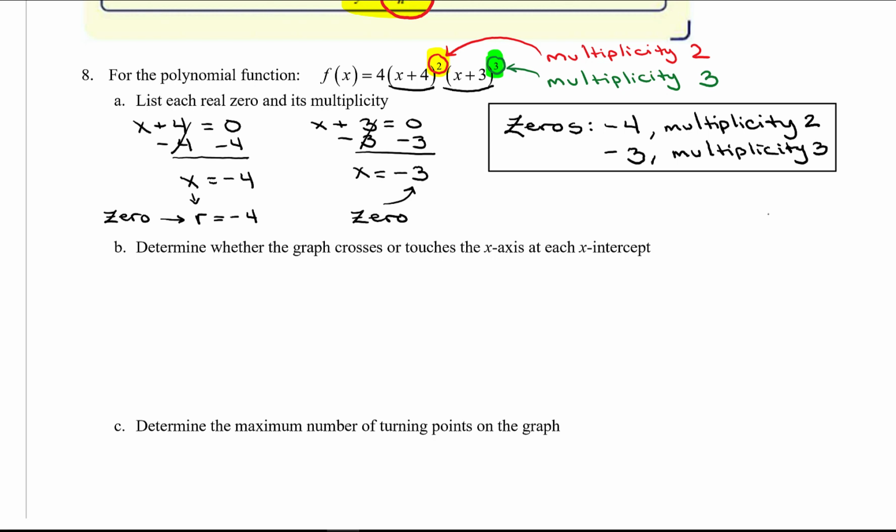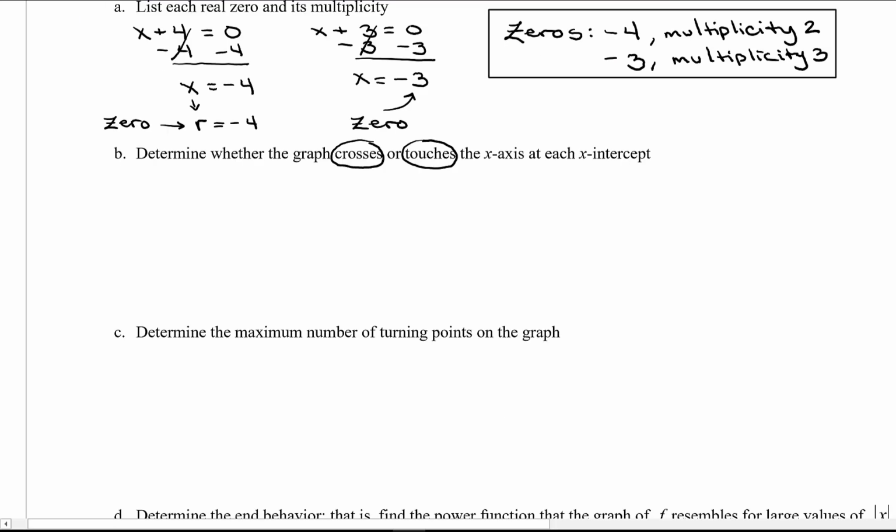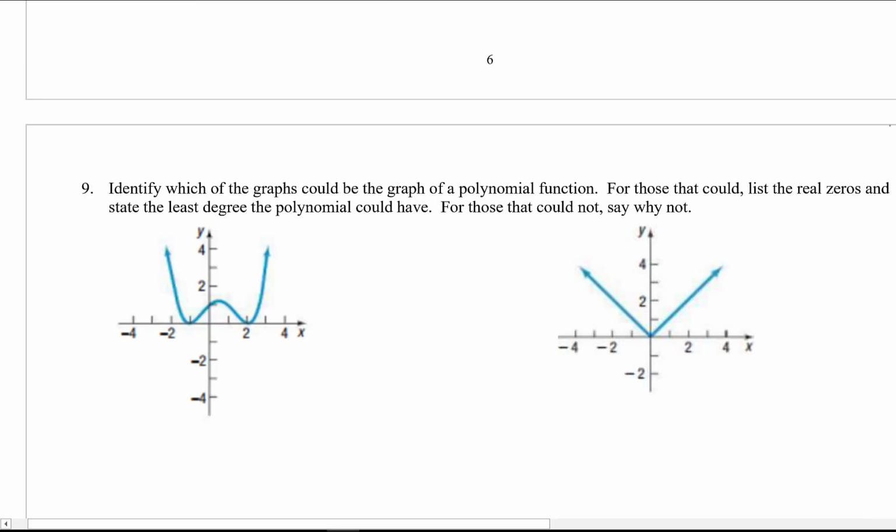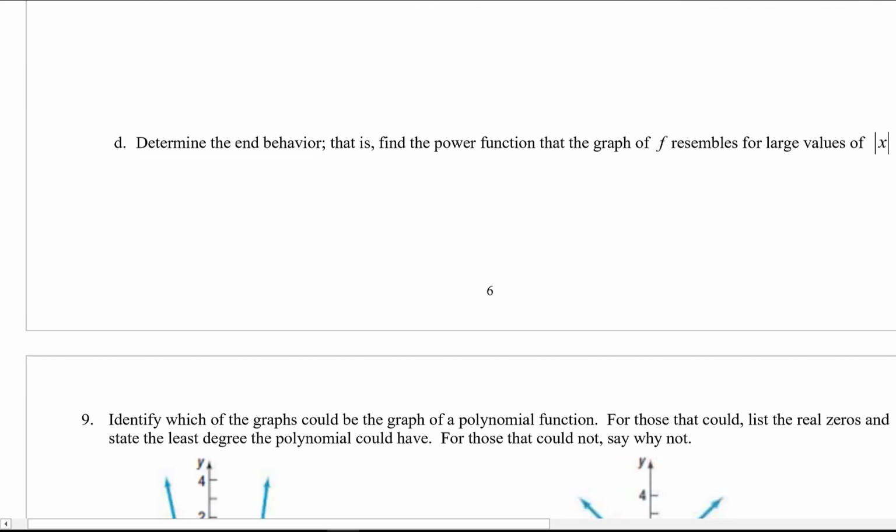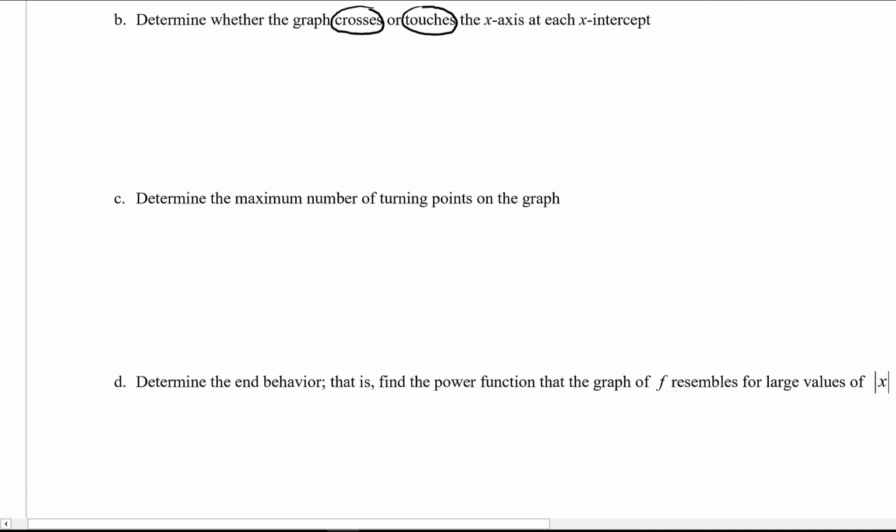All right, B, determine whether the graph crosses or touches the x-axis at each x-intercept. Crosses means it's going to go across the x-axis. Touches, it's just going to touch it and bounce off. So it's kind of like what we would say it's tangent, another word for that. Why don't I go ahead, I need some space to write this out.